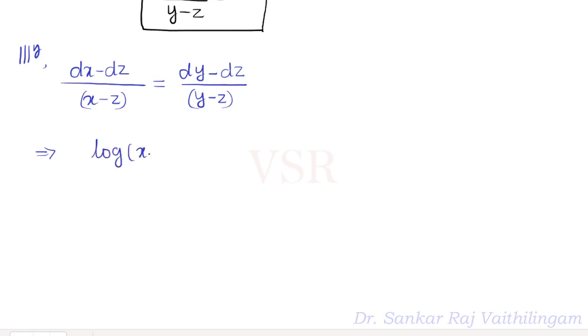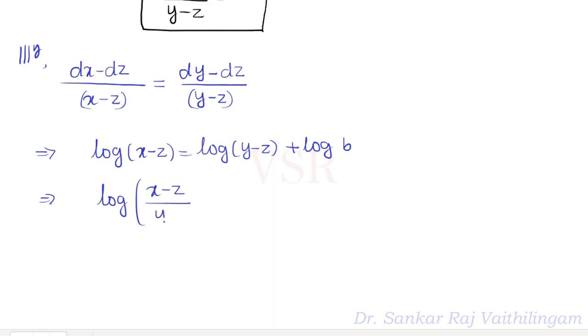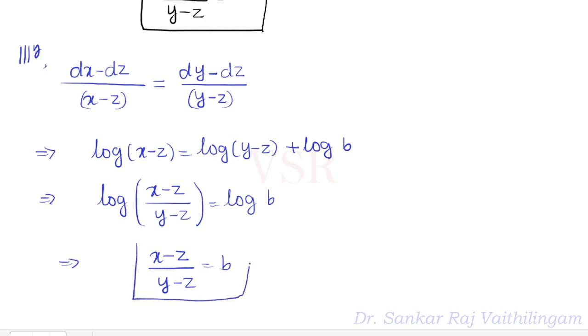this implies that log of x minus z is equal to log of y minus z plus log b. So this implies that log of x minus z divided by y minus z is equal to log b. This implies that x minus z divided by y minus z is equal to b. So this is my second solution.